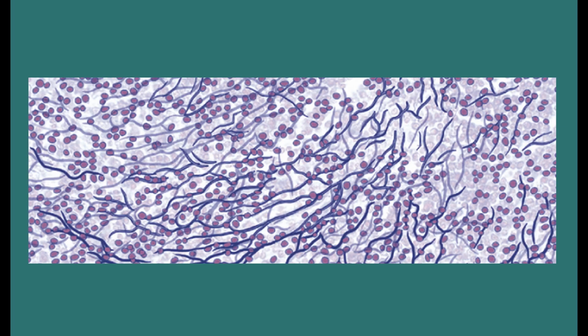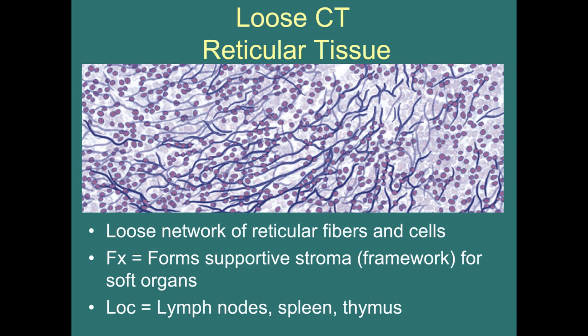Okay, next, when we look at this image, one of the things we should be noticing is that there is a really loose network of fibers and cells, but in this image, we're seeing lots more cells than we did in the other three images, and a little bit less fibers. Here we're looking at loose connective tissue, and this is our first type of loose connective tissue, our reticular tissue. It forms a framework or a supportive stroma for different organs. Some of those organs are the lymph nodes, the spleen, and the thymus. You'll learn a lot about the immune system or the lymph system when we get into 202.